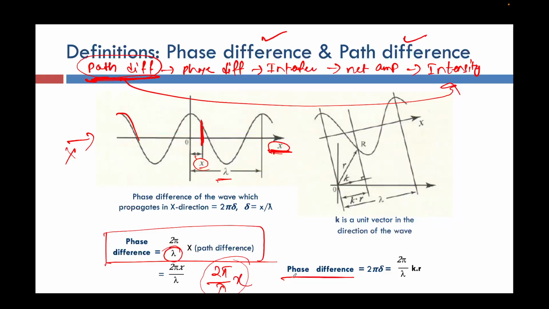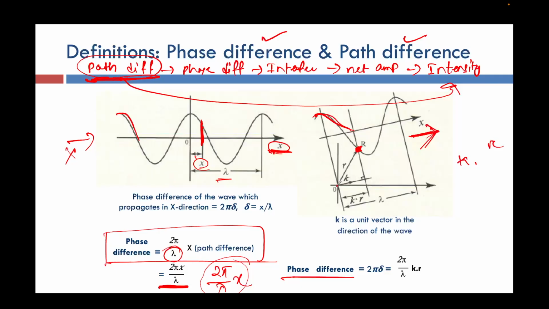Here I have represented it in terms of a scalar. But when I am talking about any random direction, like this wave traveling in any random direction, and at any point I have to calculate, then I have to consider two things. One is the unit vector along which my wave is traveling, and the other is the position vector of the point at which I want to calculate the path difference. So there are two important things: the unit vector and the position vector.